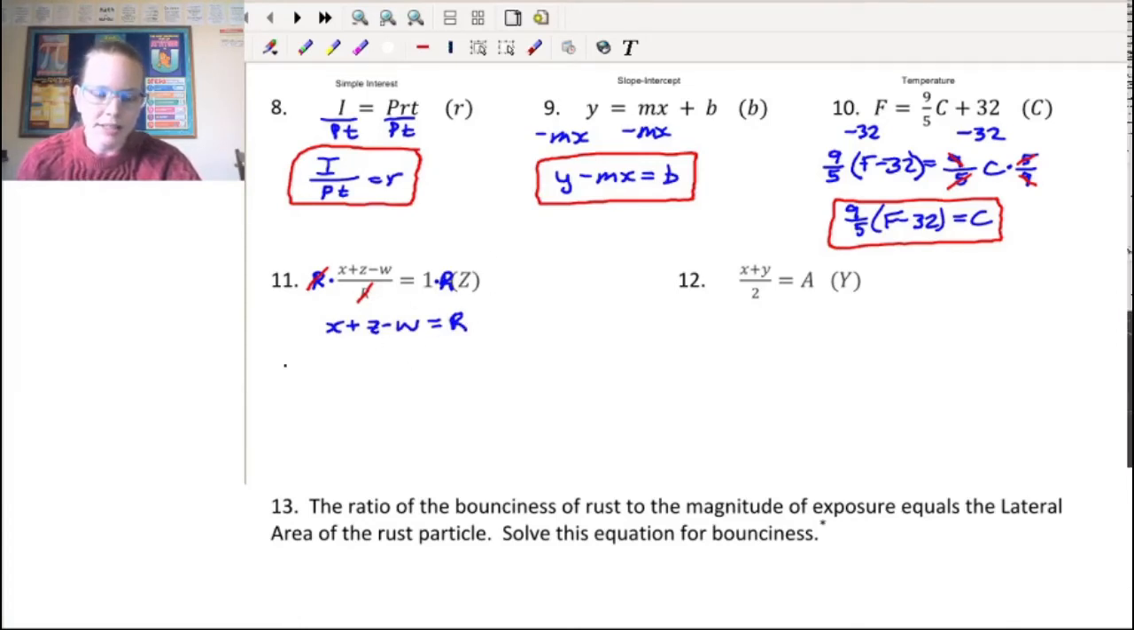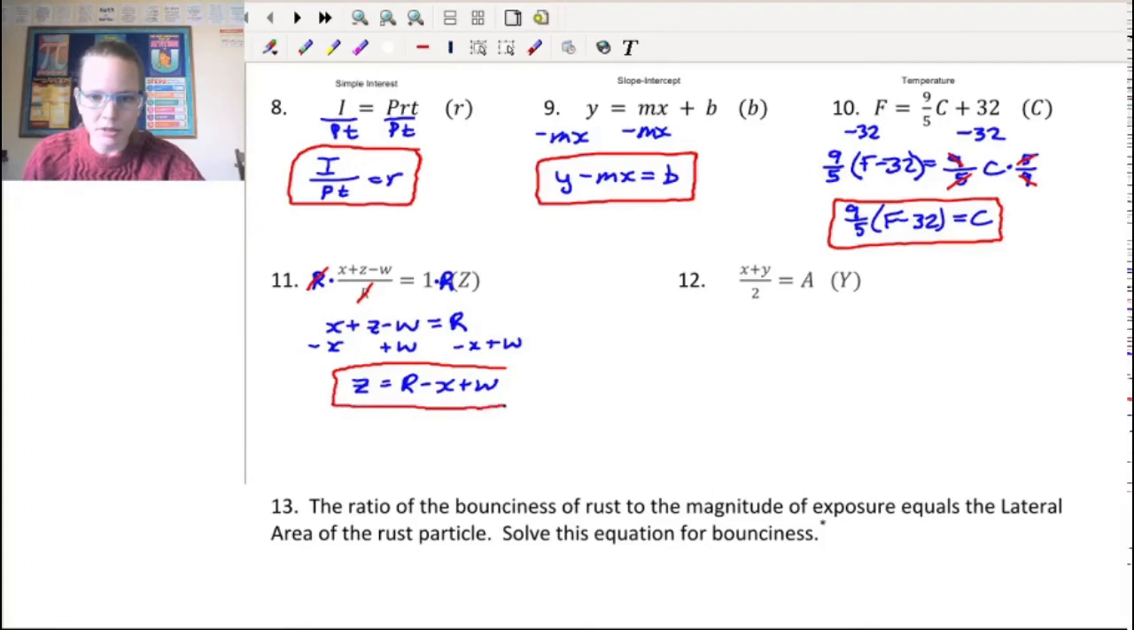Now to get z by itself, I'm going to deal with the additions and subtractions of the x. I'm going to subtract off the x, add on the w to both sides, subtract x, add w, and what I'm left with is z equals r minus x plus w. Not too tricky? If you think you're getting this, pause your video, try number 12, then come back and we'll talk through the solution.